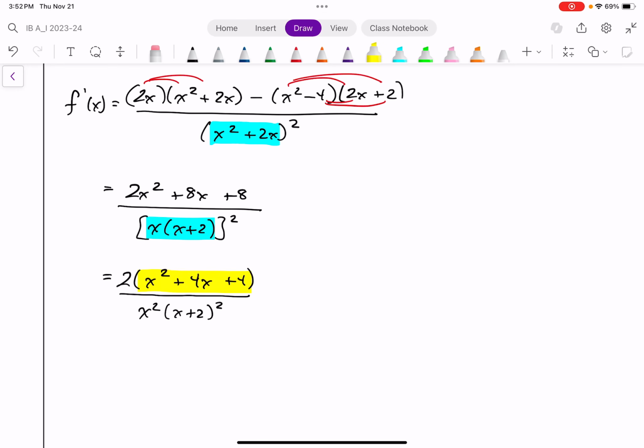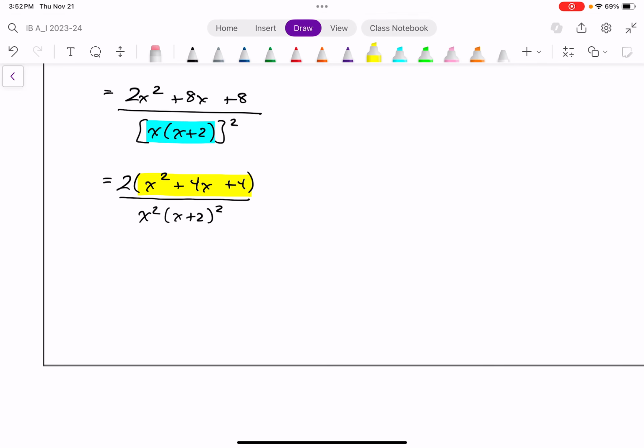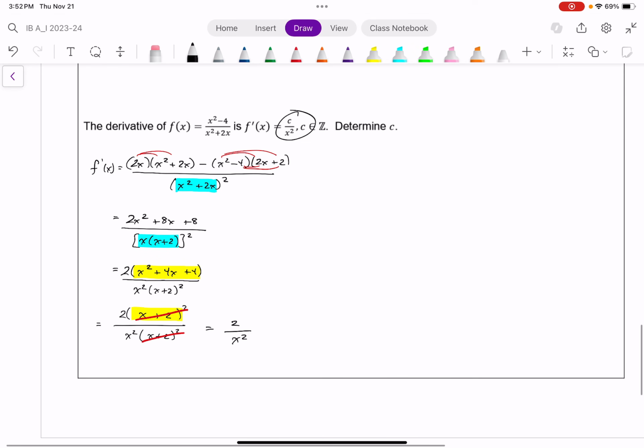And this right here is a perfect square. That is the same as x plus 2 all squared. And suddenly, I can see we're pretty much done. Because now I can see, hey, I have a factor of x plus 2 squared up here and down here. I can cancel those out. And so I can see my derivative, 2 over x squared, which means this ever so mysterious c must be 2. So I'll just finish it off and say, therefore, c equals 2.